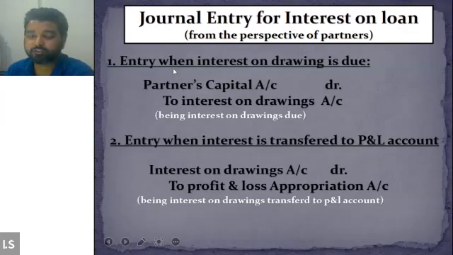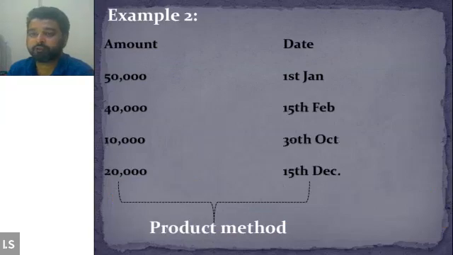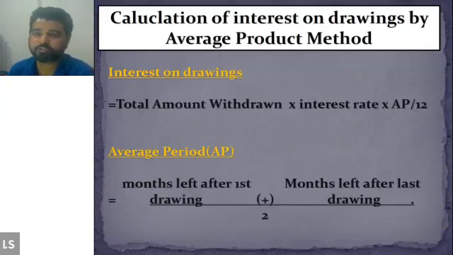the general entry for this will be partner's capital account debit to interest on drawings, and then for transferring it will be interest on drawing to profit and loss appropriation account. And finally, there will be two methods to calculate interest, and those two methods will be applied in two different situations.